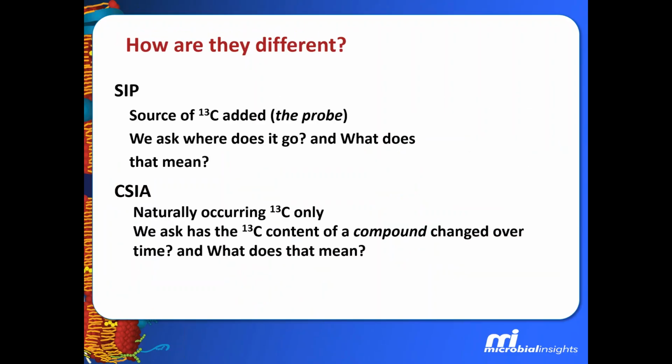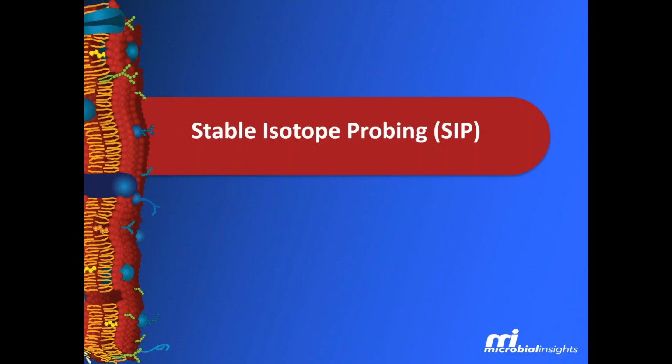So in a nutshell, those are the differences. We're going to go into the applications of both of these. But just to repeat, in stable isotope probing, we're using a probe or a tracer that is artificially enriched in carbon-13. And we're asking the question, where does that go? And what does it mean once we find out the answer to that question? In compound-specific isotope analysis, we are dealing with only naturally occurring pools of carbon-13. And we ask the question, has the carbon-13 content of a compound in a contaminated aquifer, for example, changed over time? And if it has, what does that mean, and what does that tell us as far as the biodegradation of that compound is concerned?